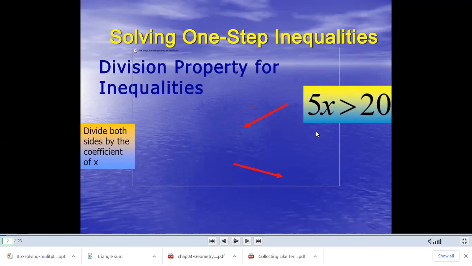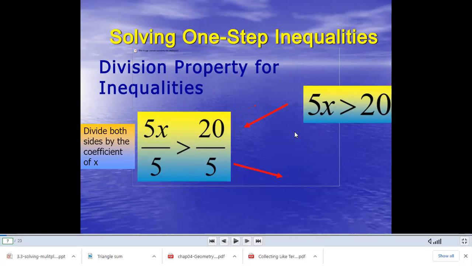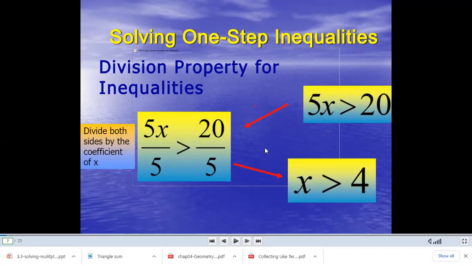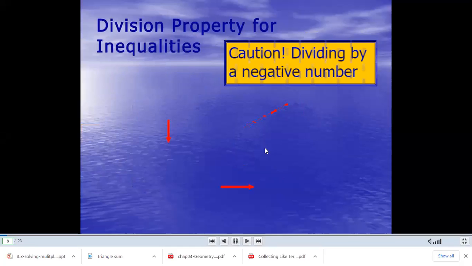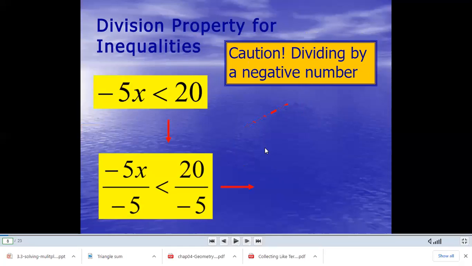Division. To divide 5 by 5 and 5 by 20, which means we are going to divide both sides by 5. Then it's 5x, and this is 20, which means that x is bigger than 4. Take care about the next one.